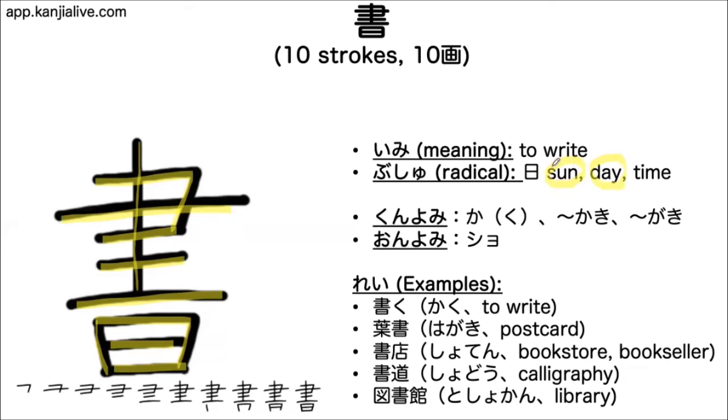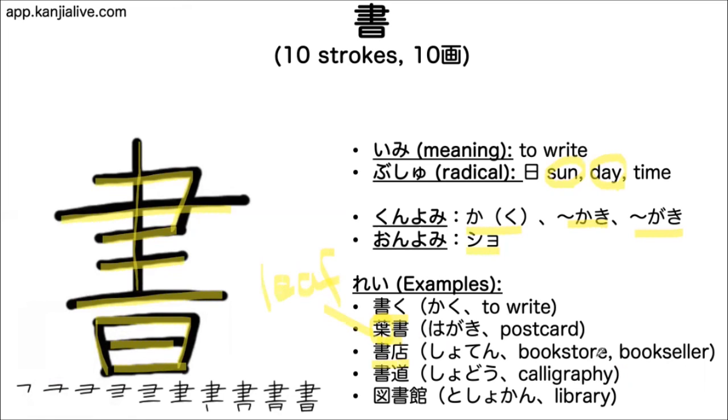The meaning of it is to write, as I mentioned in the previous slide. Kunyomi is kaku, kaki, or gaki. Okay? Kaku is to write. Hagaki is postcard. Ha itself means leaf. Oh, sorry for my terrible writing. Leaf is ha. Onyomi is sho. Have a look at this example.